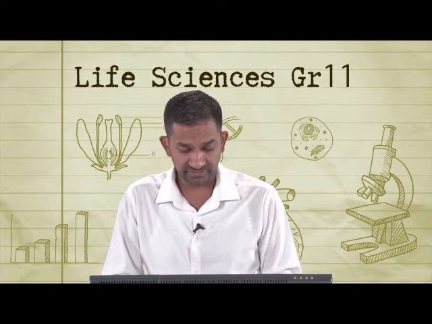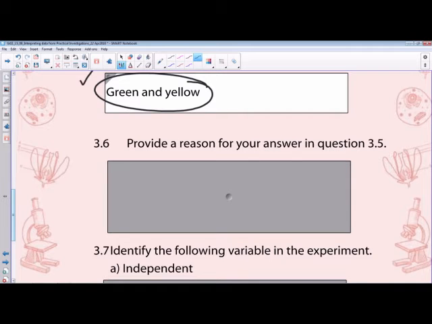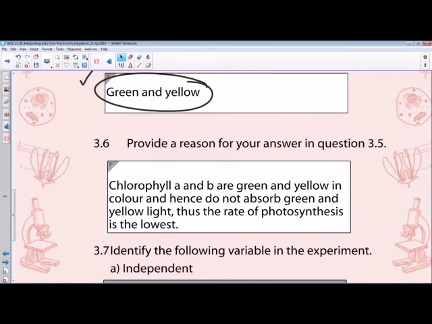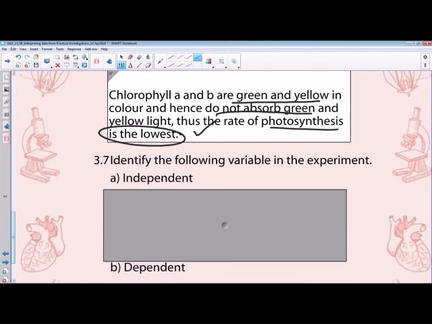3.6. Provide a reason for your answer in question 3.5. So let's look at the reason. Chlorophyll A and B are green and yellow. I'm just going to get to my highlighters. They are green and yellow in color, and hence do not absorb green and yellow light. Thus, the rate of photosynthesis is the lowest at these ranges of color intensities. Quite interesting to note.